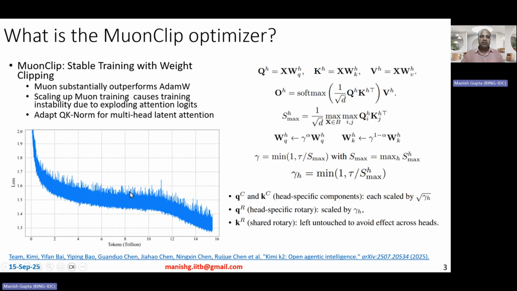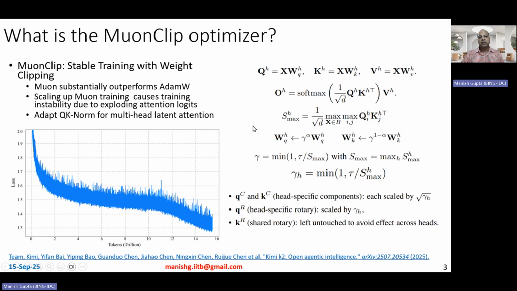But as you can see, using MuonClip, the training is very, very smooth. This is actual training without any extra smoothing applied to it, right? The loss variation, validation loss variation. And as you can see, there are no random spikes appearing anywhere here, right?